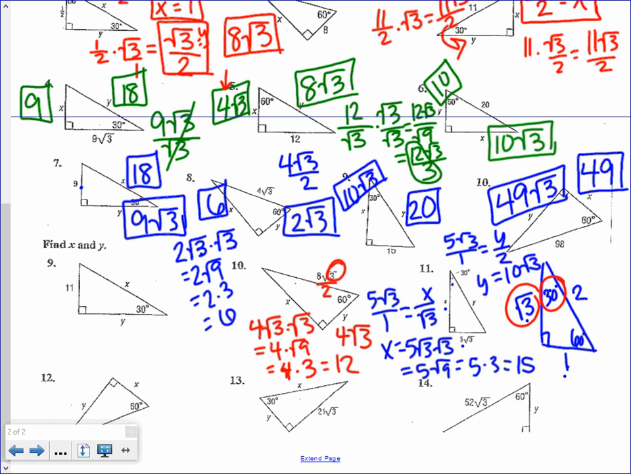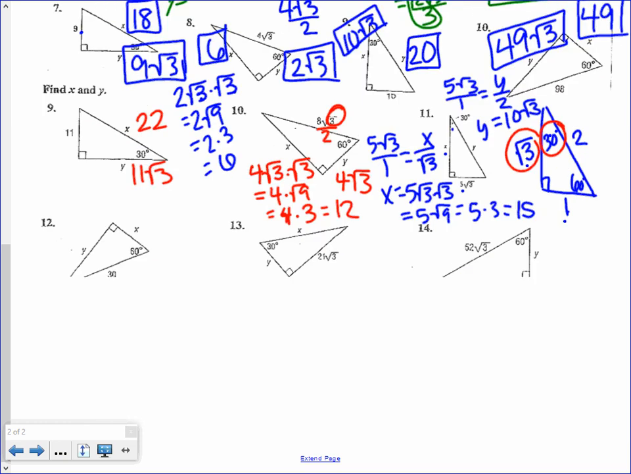If you look at number 9, they give us the shorter leg. So multiply by 2 to get 22 for the hypotenuse. Multiply by square root of 3 to get your longer leg. Looking at this last row, if you look at number 12, they give you 30. So divide by 2 gets you 15. Multiply that by square root of 3 to get the longer leg. On 13, they give us the longer leg. So we are going to divide that by square root of 3. And your radicals cancel, and so you're left with 21 for your shorter leg, and then double that to get 42 for your hypotenuse.